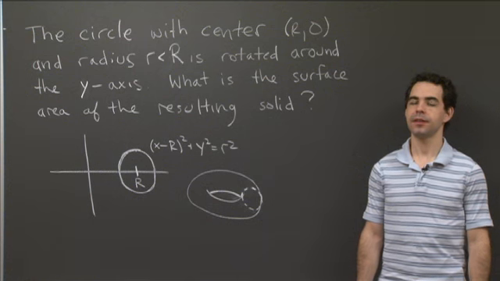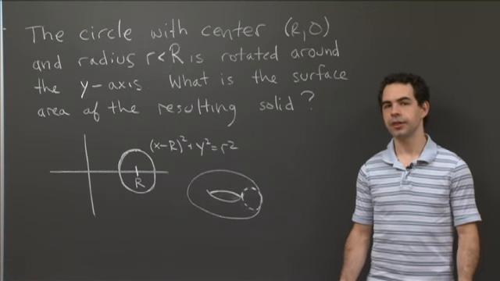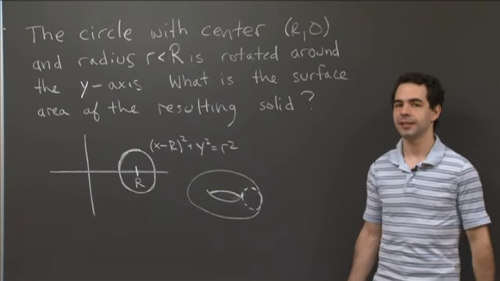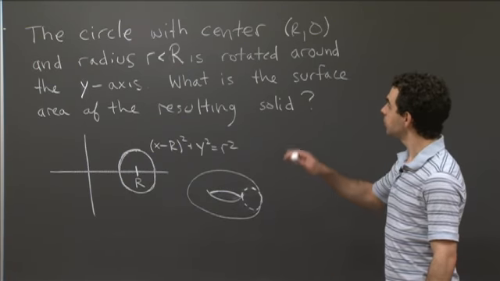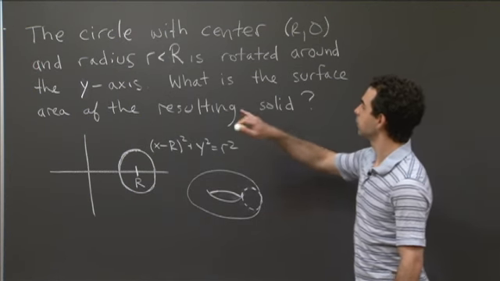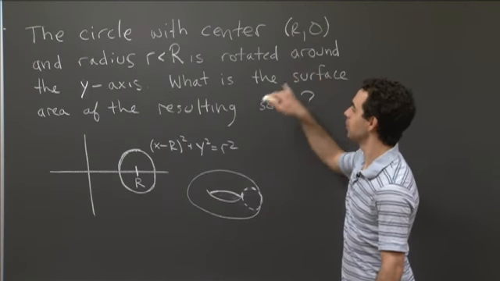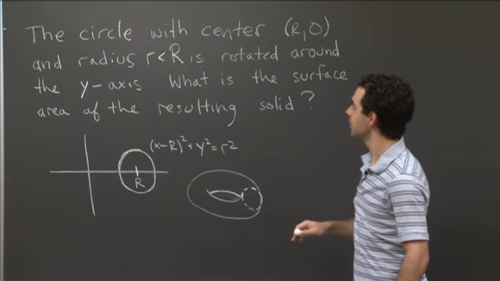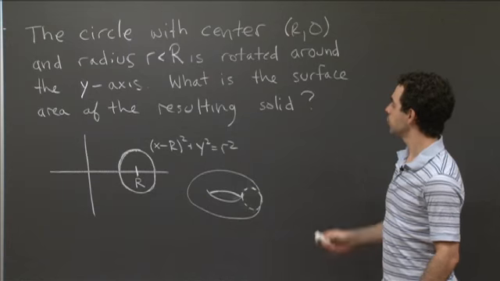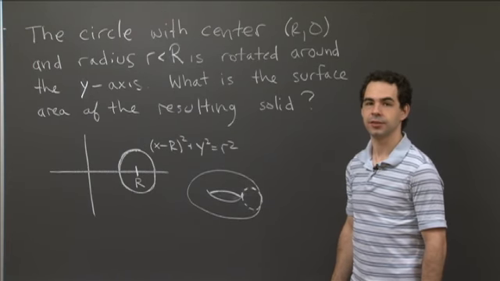In class, one of the things you've talked about recently was computing surface areas of solids of rotation. So I have a nice problem relating to that here. The circle with center R0 and radius little r, which is less than big R, is rotated around the y-axis. And the question is, what's the surface area of the resulting solid?